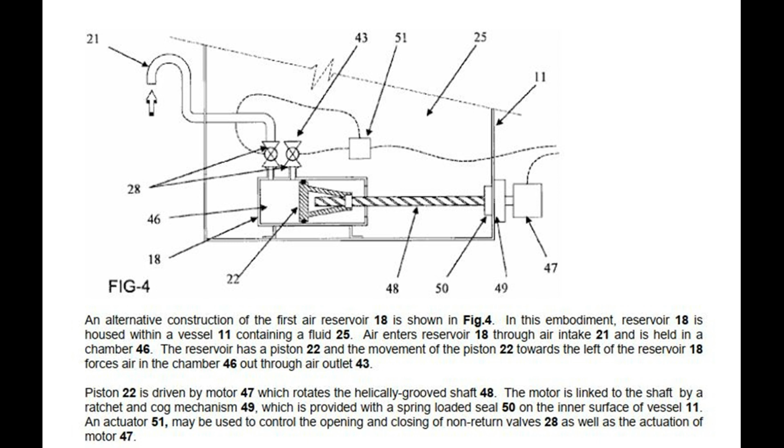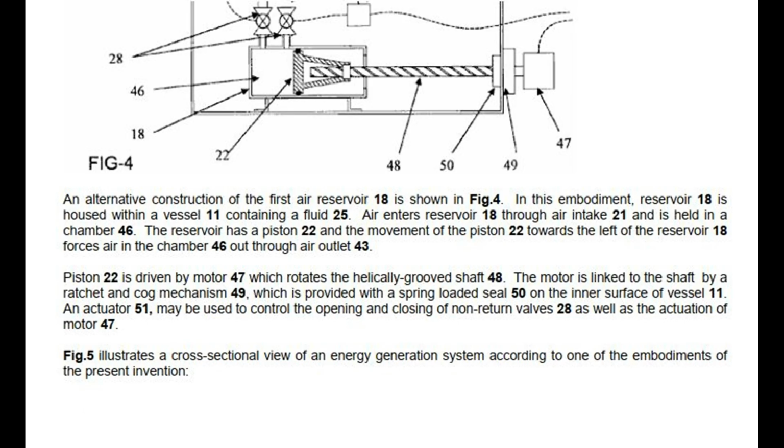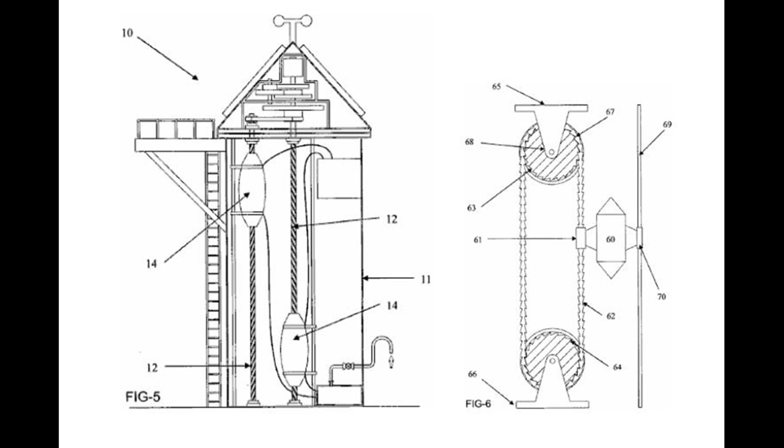Piston 22 is driven by motor 47 which rotates the helically grooved shaft 48. The motor is linked to the shaft by a ratchet and cog mechanism 49, which is provided with a spring-loaded seal 50 on the inner surface of vessel 11. An actuator 51 may be used to control the opening and closing of non-return valves 28 as well as the actuation of motor 47.